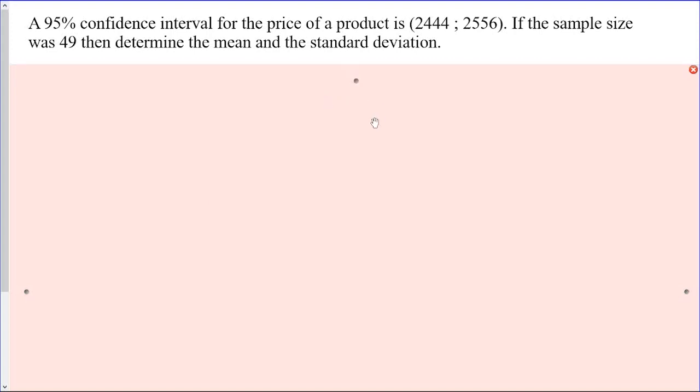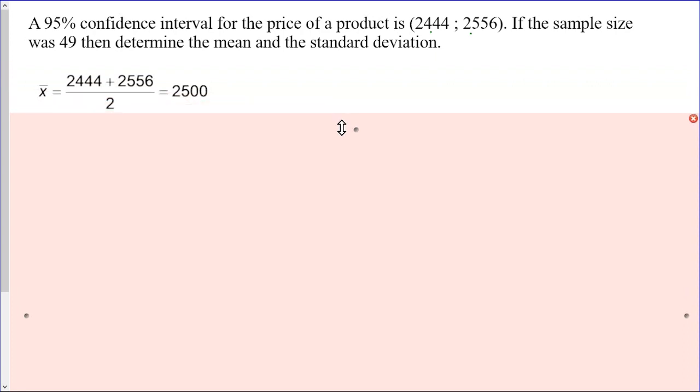Right, here's a slightly different way of asking the question. We've given the confidence interval. We also know that I've used the same 95% confidence interval every time. It is a common one. So we know the Z value and we know the sample size. What was the mean and what was the standard deviation? Well, the key to finding the mean is remembering that the interval is symmetrical about the mean. So if we find the average of these two values, we will get the mean.